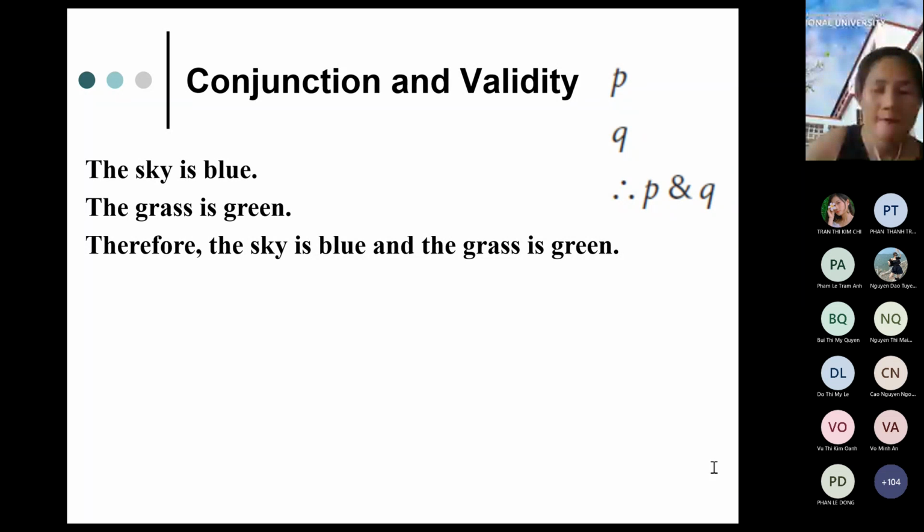P means sky is blue, and Q means grass is green. Very good. And I saw the other hands from Tinh Dương and the other friends. But Nguyễn Thị Hà Yến got the correct answer already. So I hope your answer is also the same as Nguyễn Thị Hà Yến's.